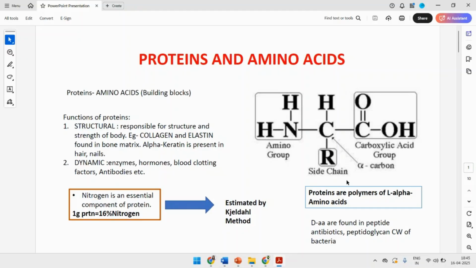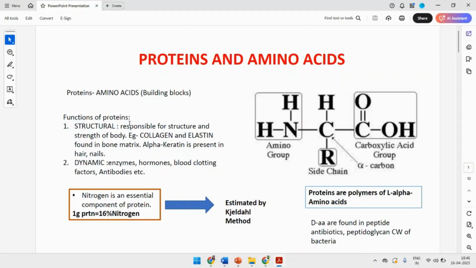So usually जो प्रोटीन्स होते हैं, उनमें ये अमीनो एसिड्स they exist in the L form. For example, हमने पढ़ा था कि ग्लूकोज जो होता है usually वो D form में exist करता है. So these amino acids usually exist in the form of L alpha amino acid. So remember this thing. However, there are D amino acids as well, which are found in your peptide antibiotics, peptidoglycan, and in the cell wall of bacteria.